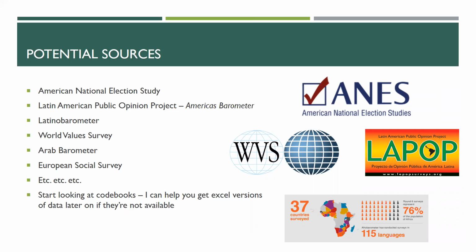I mentioned the World Values Survey. There's an equivalent of the Latino Barometer carried out in the Arab world called the Arab Barometer. There's an Afro Barometer that's now got 5 waves and covers close to 40 African countries. The European Social Survey, and so on and so forth. There's tons of this data out there. You just need to look at it. So start looking at the code books now.